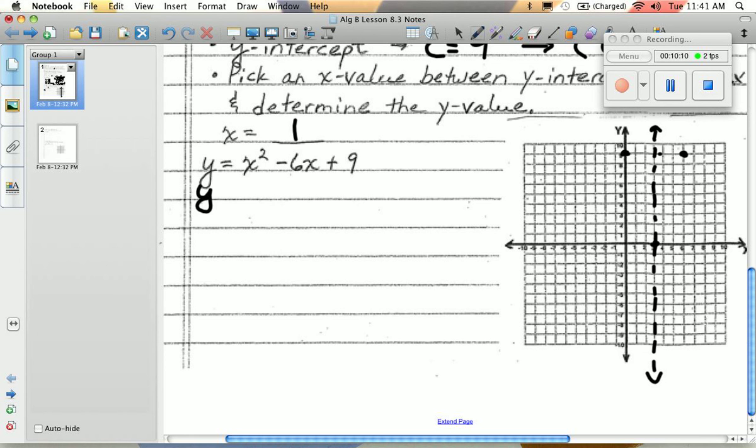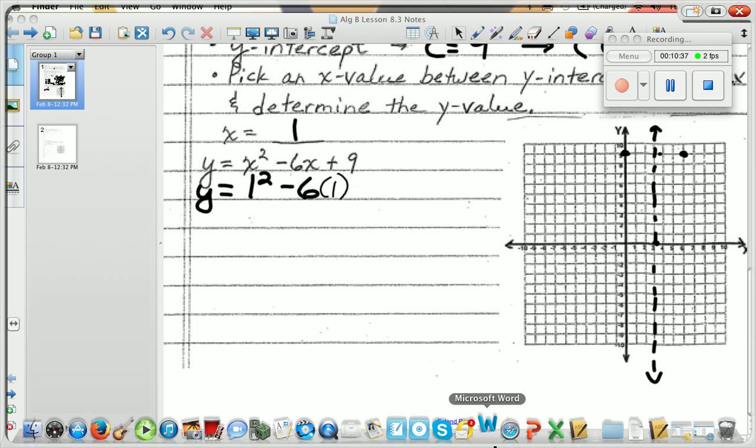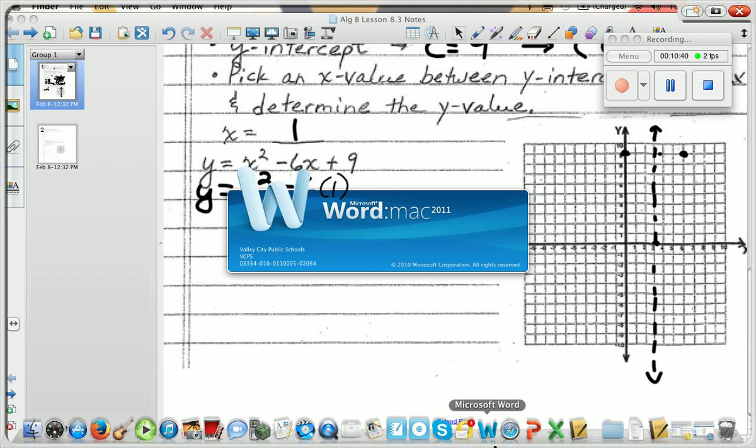So what we're doing is we're looking for a point that's going to be on the U somewhere between the y-intercept up here and the vertex down here where it's making its turn. Well, there's only two x values in between there. We have when x is equal to 1 and when x is equal to 2. You get to pick which one you want to use. So we're going to use when x is equal to 1. So we'll substitute 1 in.